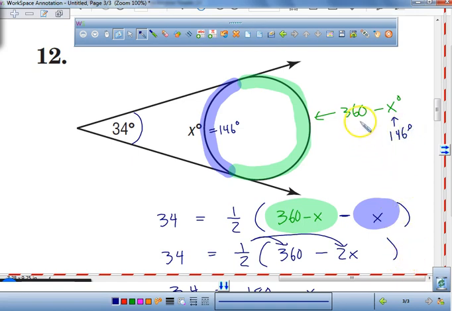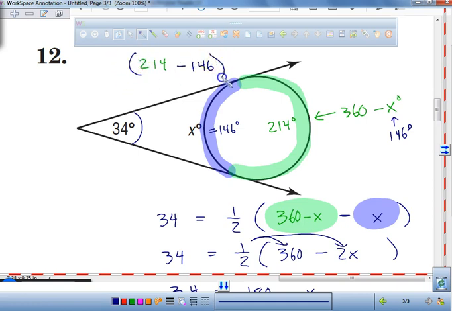Okay. So what is 360 minus 146? What's this green arc going to be? 214 degrees. These have to add up to 360. If we wanted to check our work, what could you do to check it? Take 214 minus 146, and then take half of it.